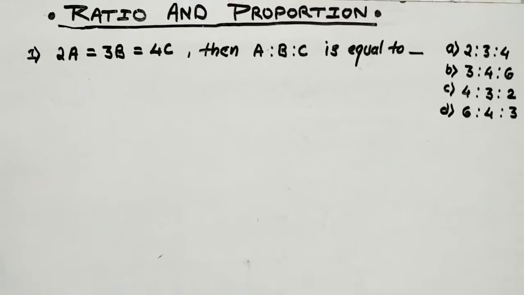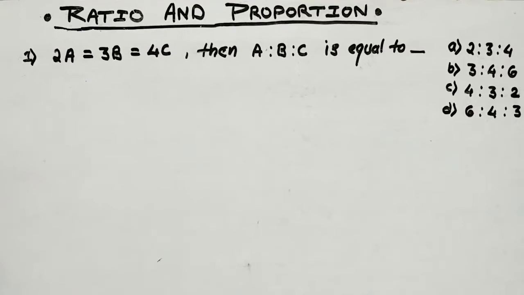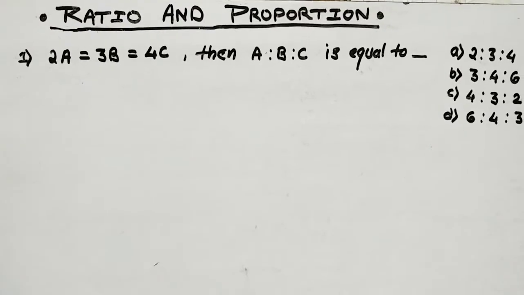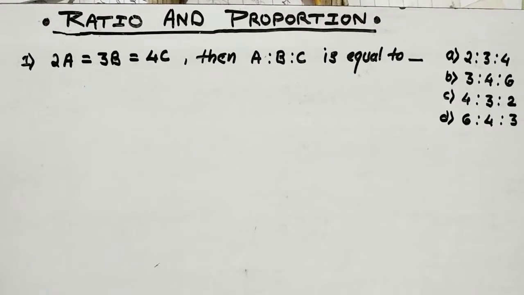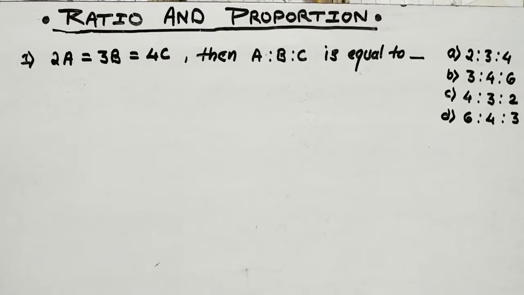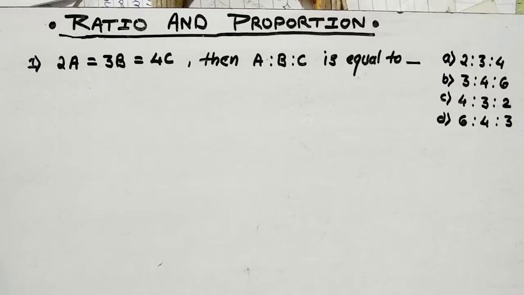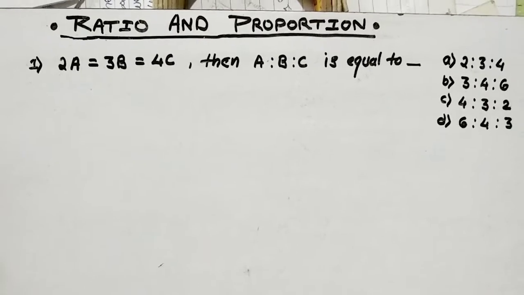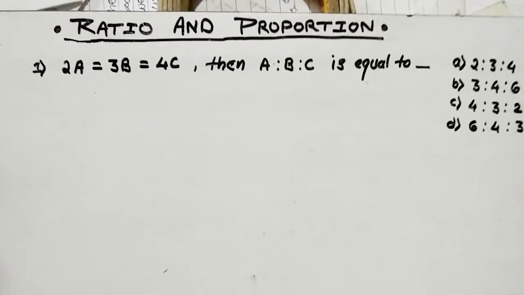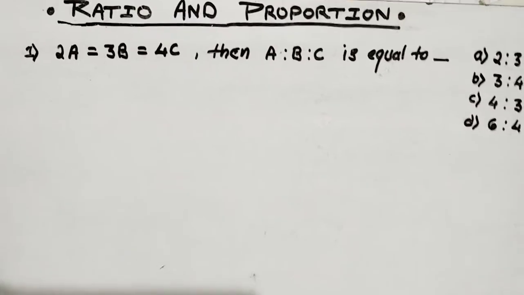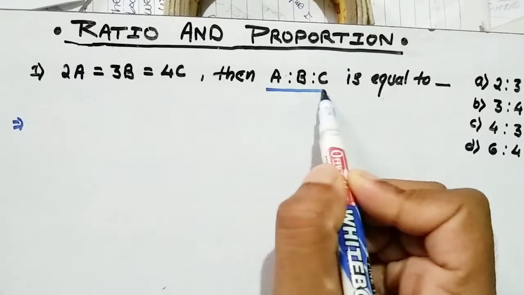Hello student, so this is the second type of questions. 2a is equal to 3b is equal to 4c. In previous videos, we compared two terms, a is to b, then b is to c, but here there are three terms compared with each other. Okay, and find out the ABC.